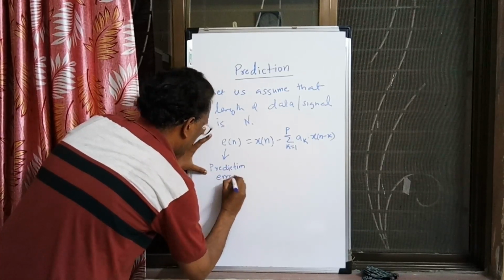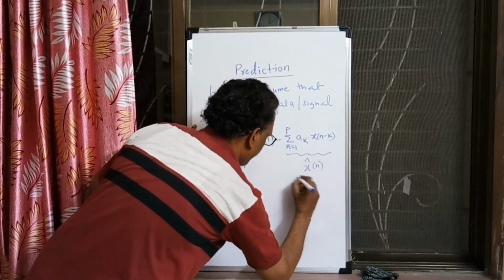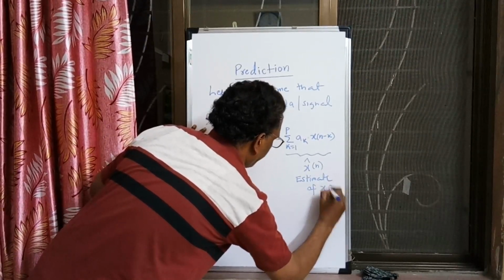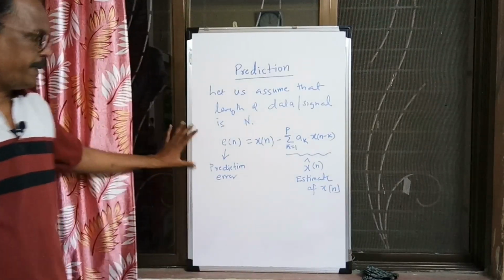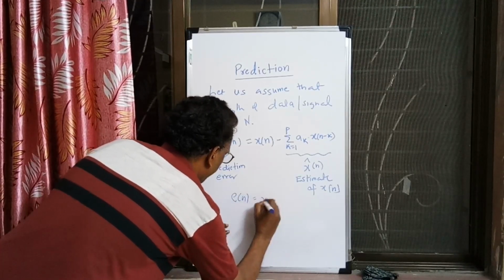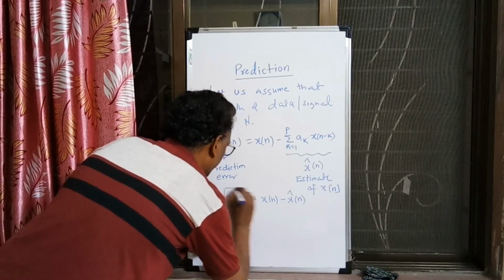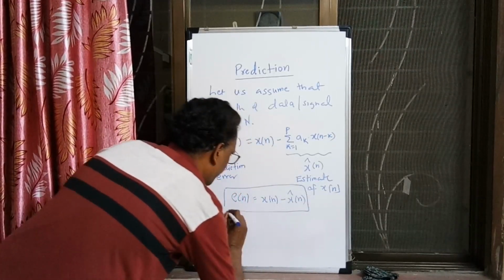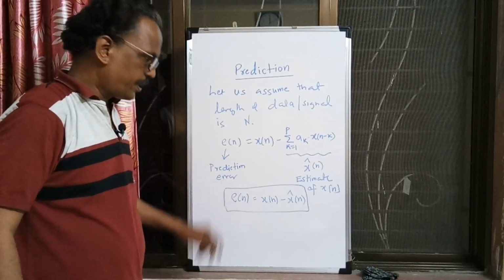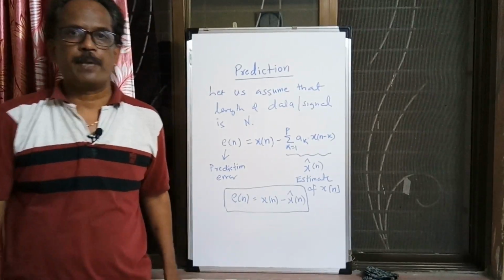This is generally denoted by x cap n, which is the estimate of x of n. So e of n is equal to x of n minus x cap n. This is the equation, and I am going to use this equation for finding the coefficients a1, a2, a3, ..., ap.